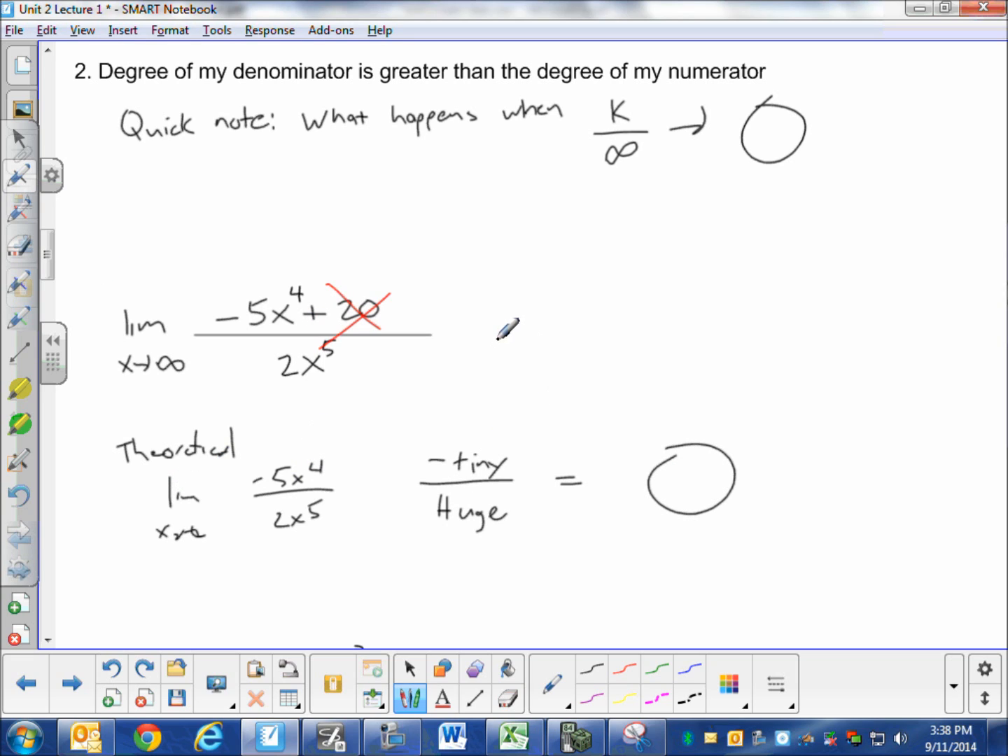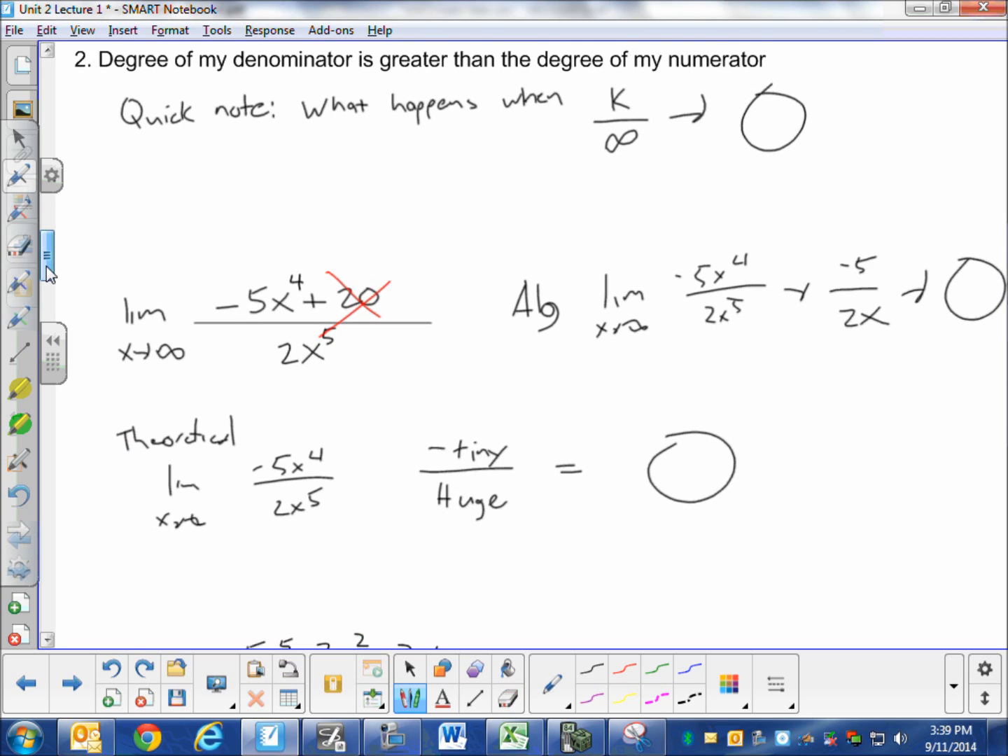If I want to talk about this algebraically, it would be the limit as x approaches infinity of negative 5x to the 4th over 2x to the 5th. Cancel a bunch of x's, you get negative 5 over 2x. If I plug in a bigger value, I get negative 5 over infinity. That's 0. You have to specify which side it approaches 0 on.